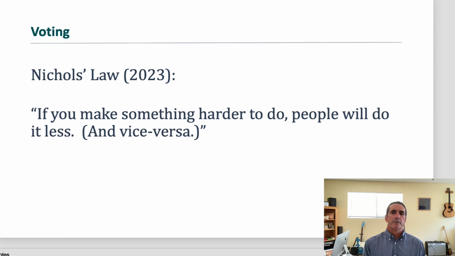If you make something hard to do, people will do it less, and vice versa. We've made voting harder in this country. It's ebbed and flowed. Sometimes we've made it easier, but especially in the last 20 or 30 years, we've taken steps to make it harder. We have a long history of making voting harder, particularly among targeted populations in our society. And when you do that, when you make it harder to do something, people will do it less. It's a law.